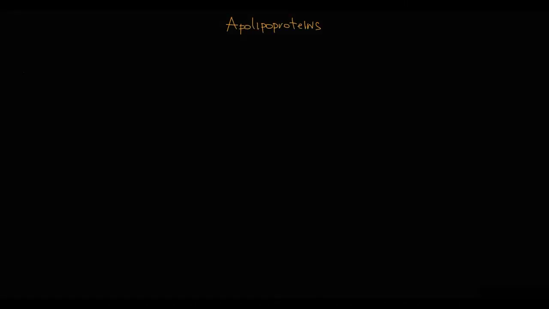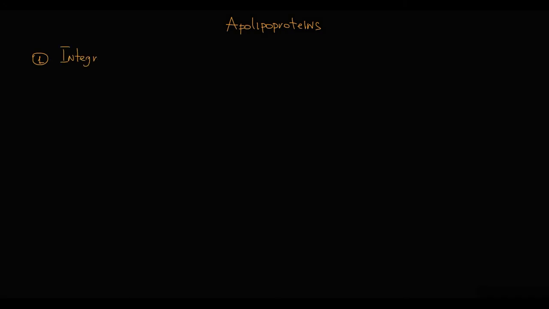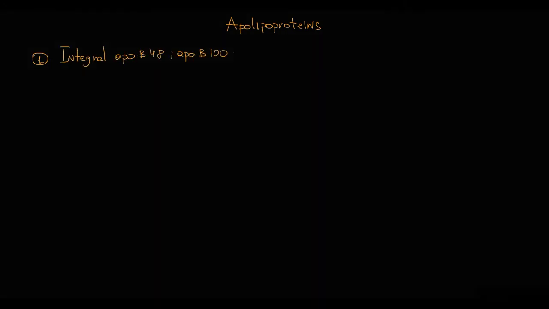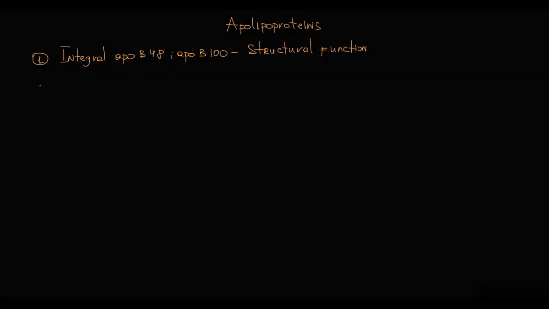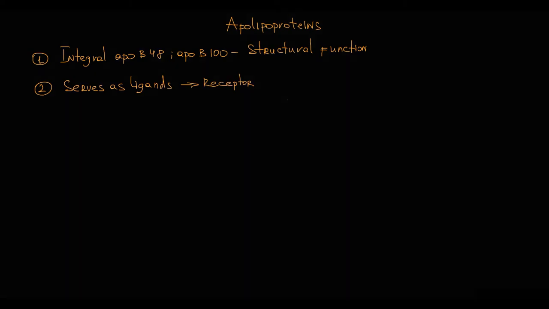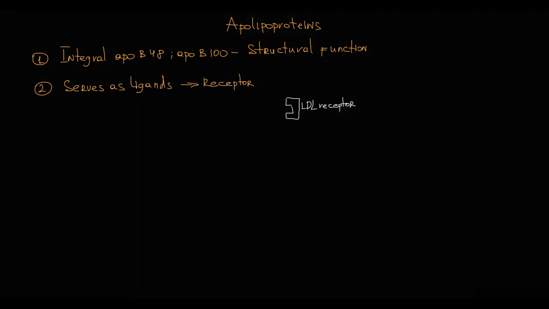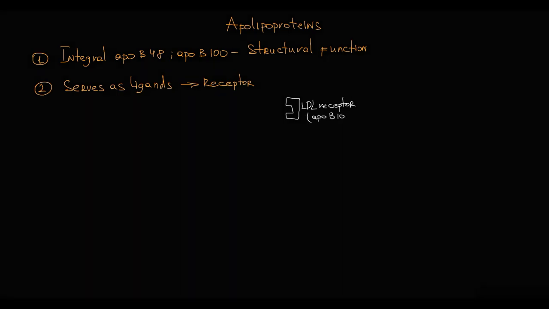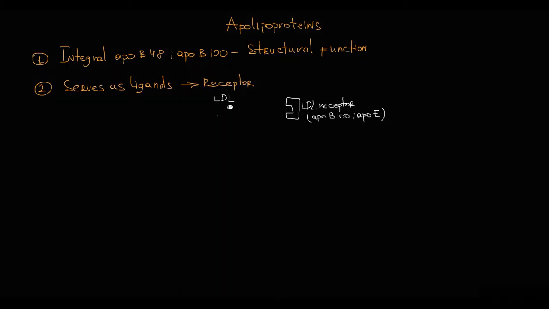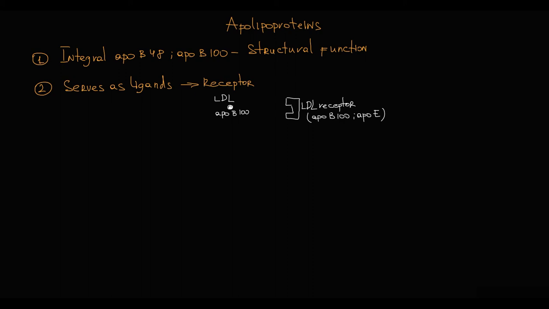So, as we already said, integral apolipoproteins such as ApoB48 and ApoB100 are part of the lipoprotein's membrane, so the first function is structural. Also, as a more specific function, they serve as ligands for interaction with lipoprotein receptors in tissues. For example, liver and many extrahepatic tissues express the low-density lipoprotein receptor, and this receptor can uptake lipoprotein particles that have only ApoB100 or ApoE apolipoproteins. So because, for example, low-density lipoproteins have ApoB100, hepatocytes can easily uptake them.